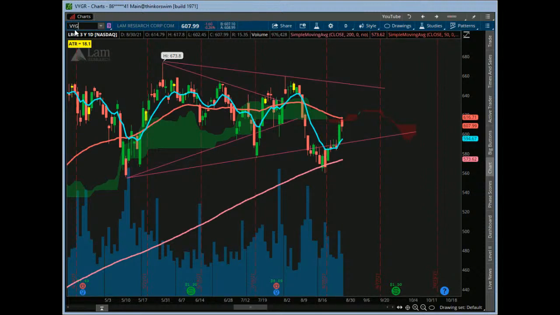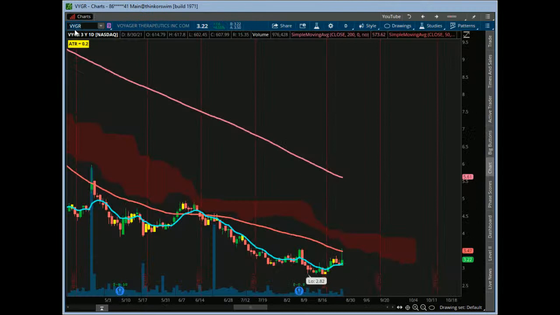Muku, what's going on? Going to see a VYGR, Voyager Therapeutics. Yeah, nice push there today, but a big rejection off the 50-day moving average and back to the 80 MA. So it looks like a potential chopper. This looks like Voyager Therapeutics, not digital. So not sure what that is.